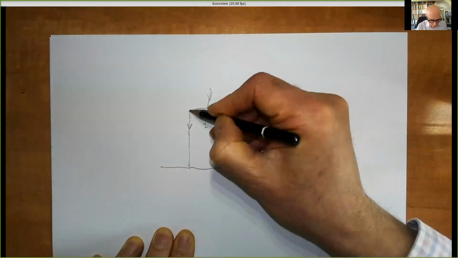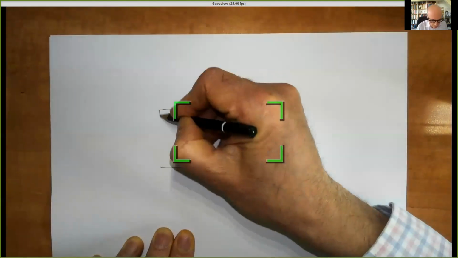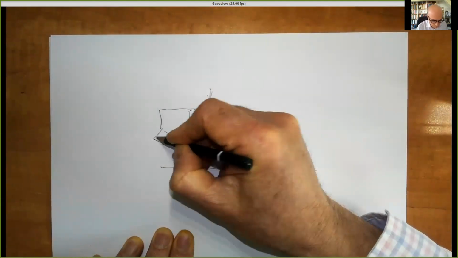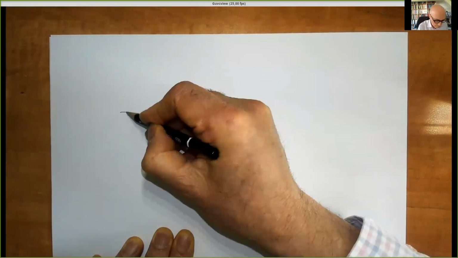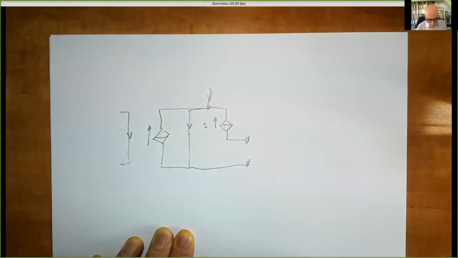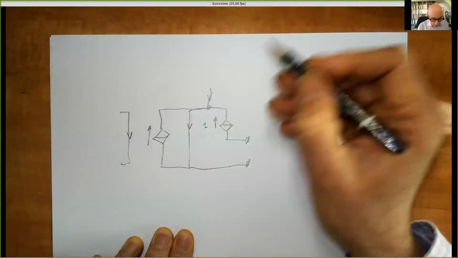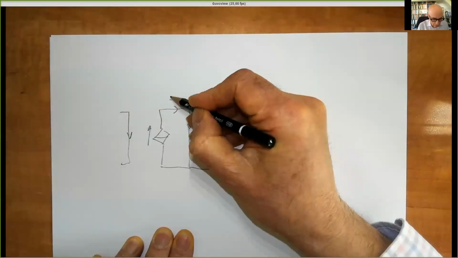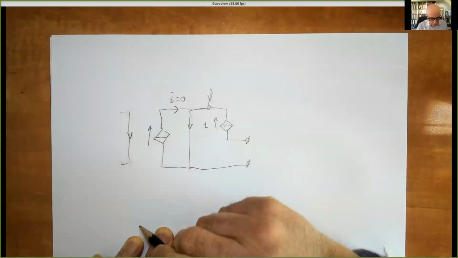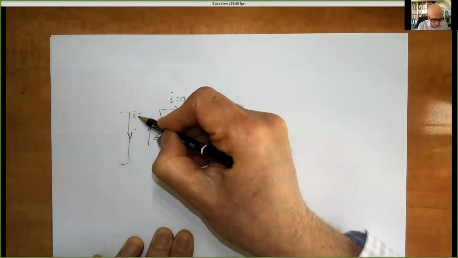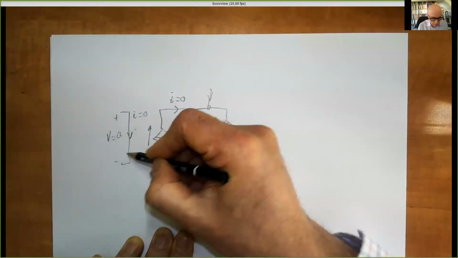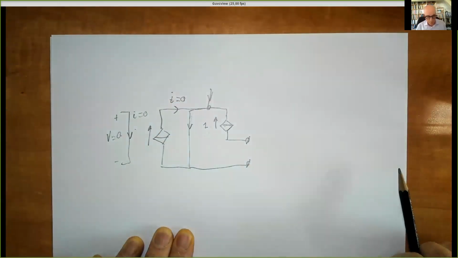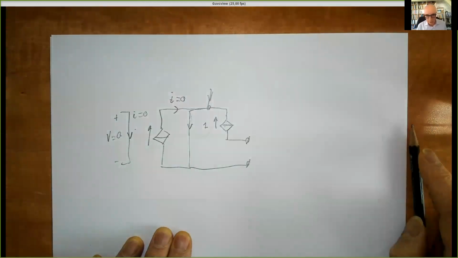So here, I can place another current controlled current source, having any gain, because the current here equals 0. So it means that this current will be 0 and the voltage will be 0. And now I have a short instead of an open circuit at the input.